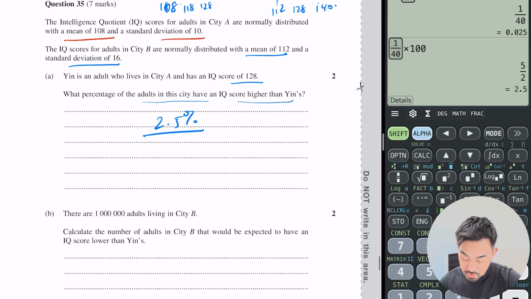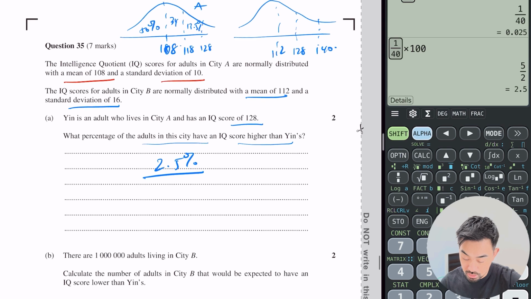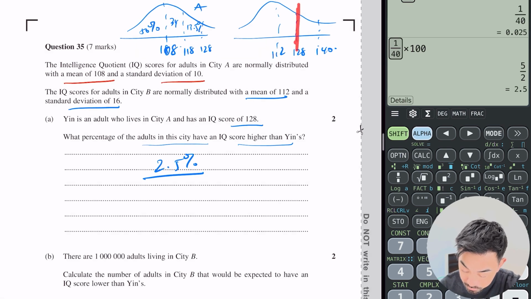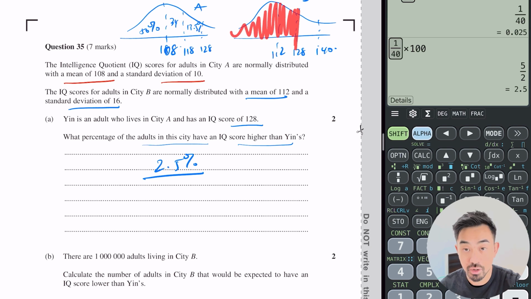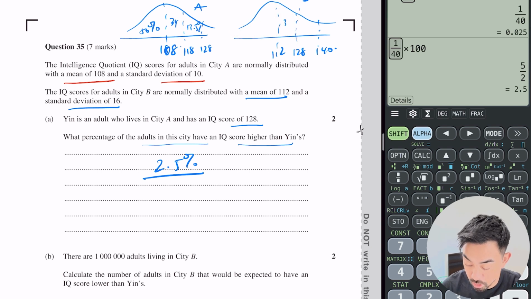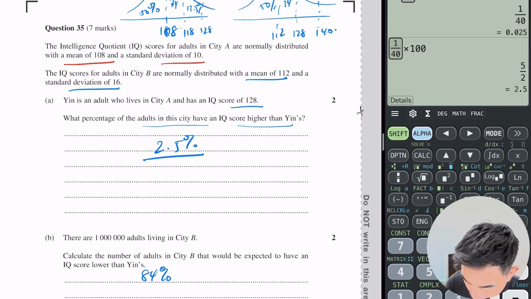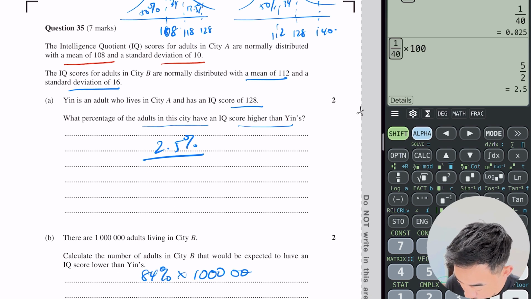B, there are 1 million adults living in City B. Calculate the number of adults in City B that would be expected to have an IQ score lower than Yin's. Okay, so Yin is 128 here. This is City B. So if Yin is here, what percentage of people in City B are below her? So this is 34%, this is 50%. So 84% of 1 million. So that's going to be 840,000.